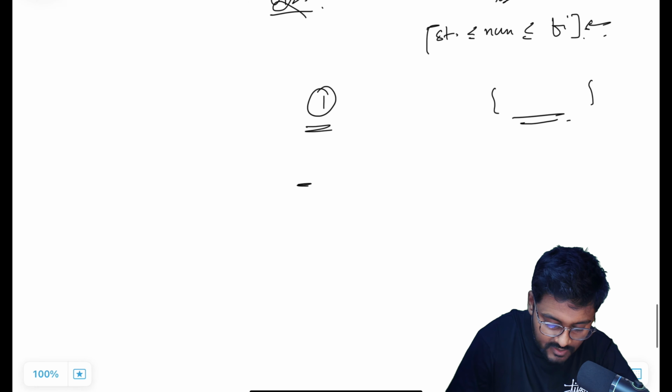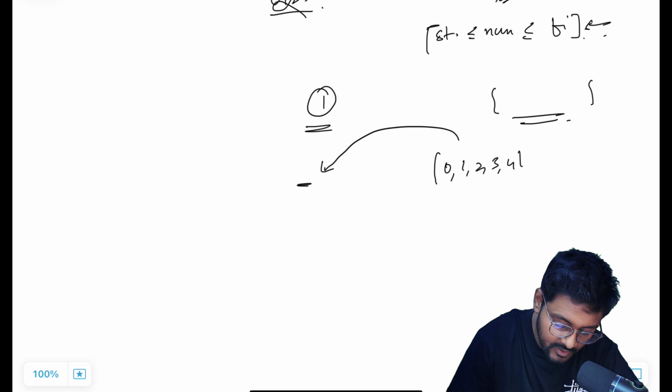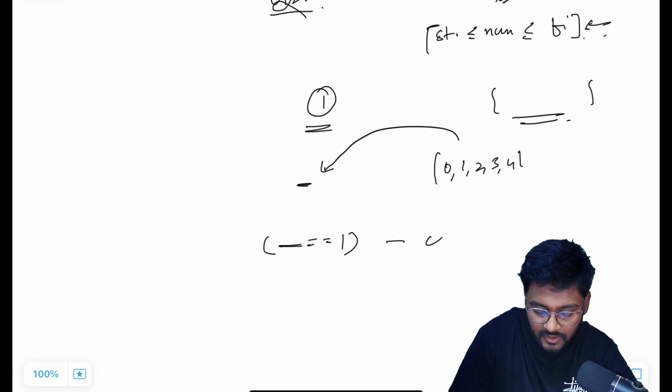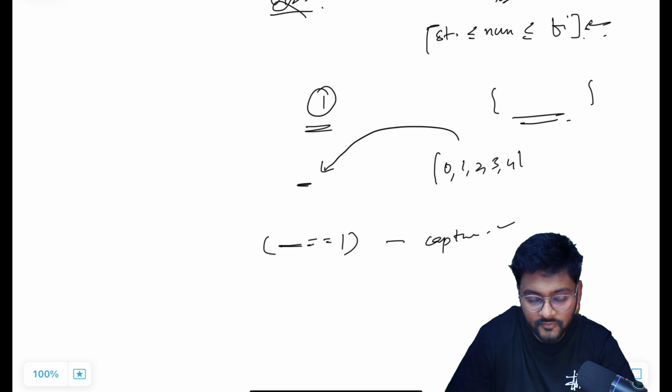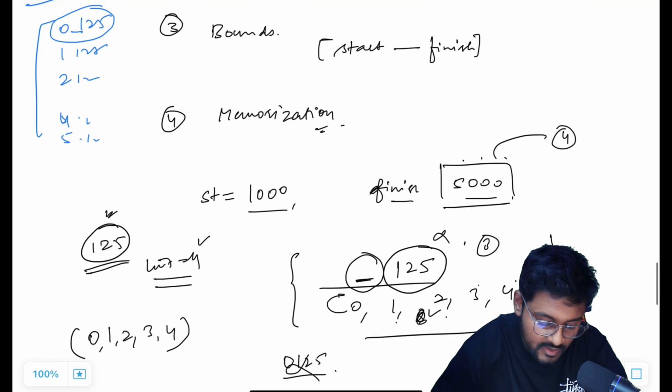You have one space and you have some digits 0, 1, 2, 3, 4. So this is something you have to do. Once it is generated, it means the length of the temporary string is equal to 1. Then just capture it if it is following the condition. Right? So this is our digit DP approach.